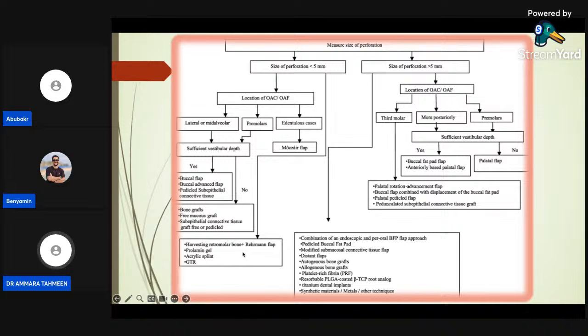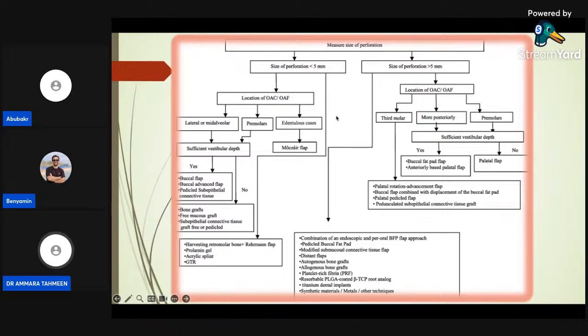There are other gels also which have been used, called plasmin gel. And then they have also used acrylic splint and guided tissue regeneration. They place the collagen membrane in the defect, which separates the sinus membrane from the alveolar socket, and then they place the bone graft, or they can also use platelet concentrates such as platelet rich fibrin and fibrin gel. There are very many options. I'll be explaining them in detail in the next slides. So these are for the defects less than 5 mm.